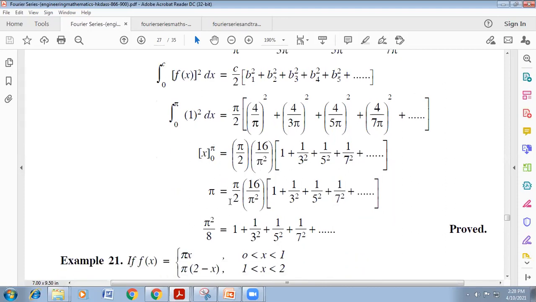So we get, dividing by pi square and dividing by 8 on both sides, we get the series.